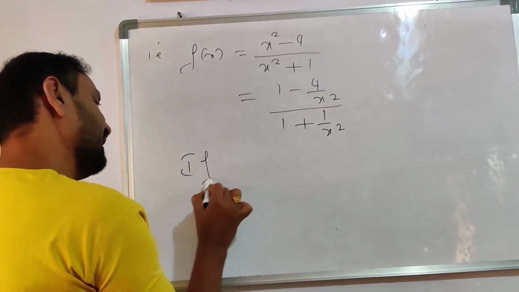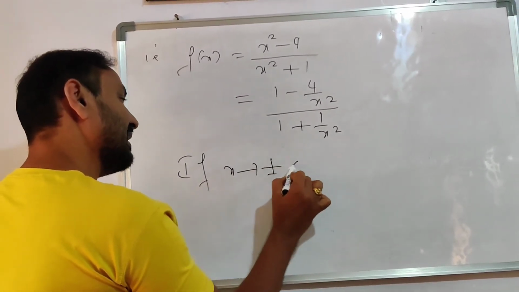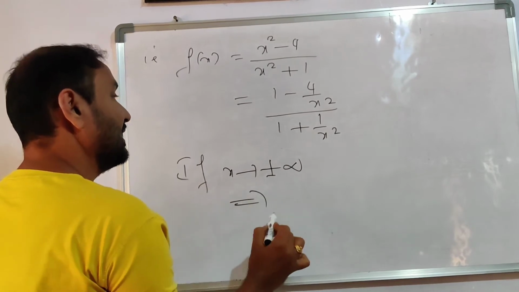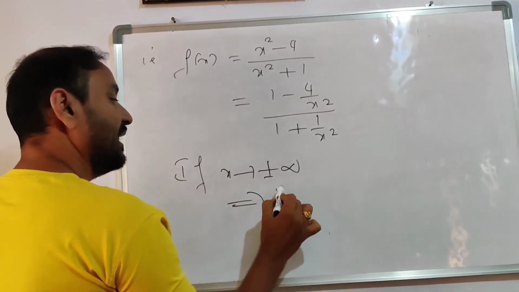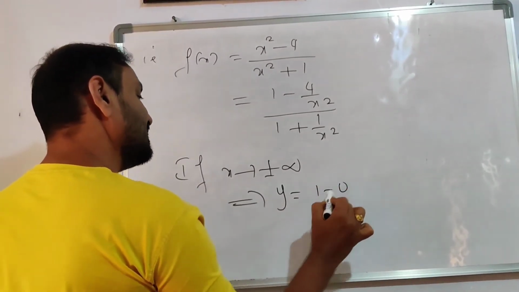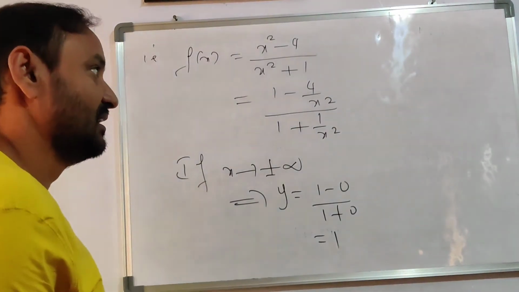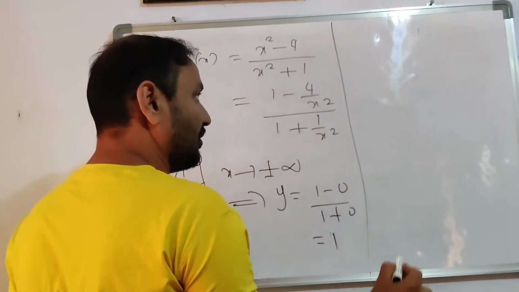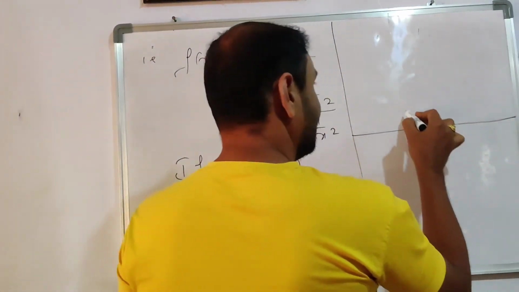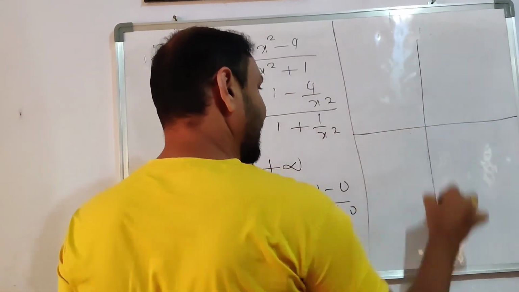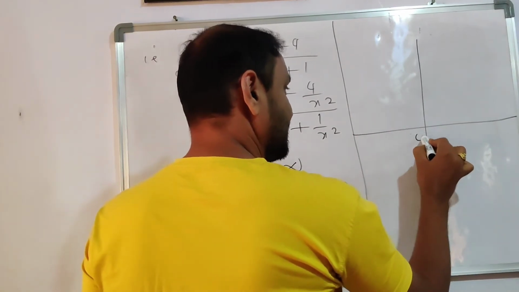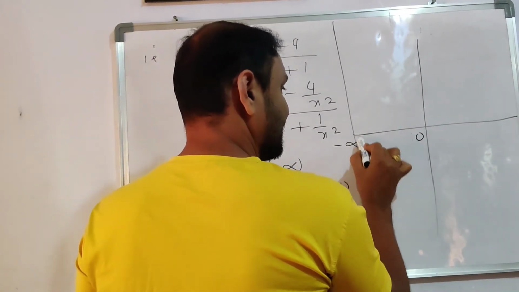If x tends to plus or minus infinity, then y is equal to (1 minus 0) by (1 plus 0), that is equal to 1. That means here I am drawing the graph of the given function. This is the x-axis and y-axis. So take 0. Here this is minus infinity, this is plus infinity.